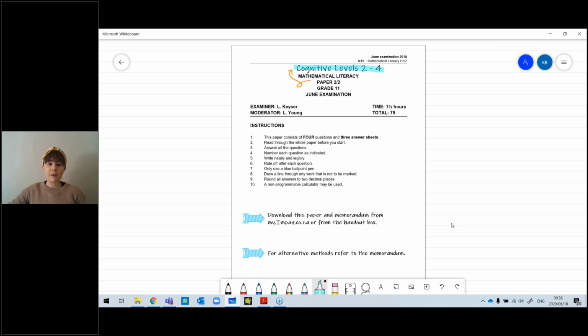First of all, this is a paper 2, so it includes level 2 to 4 cognitive levels, so your higher order thinking. Then there is an hour and a half time allocated to this paper. Remember, we only have an hour at our availability, so due to time constraints, we might not get through the entire paper, but let's see how far we manage to get. The paper has a total of 75 marks. It consists of 4 questions and 3 answer sheets. Now let's have a look at our first question.